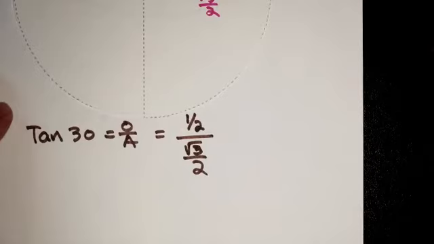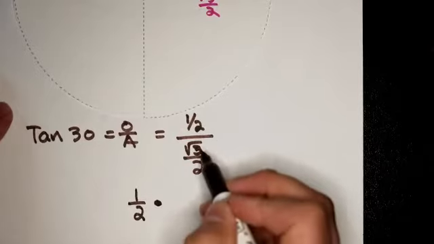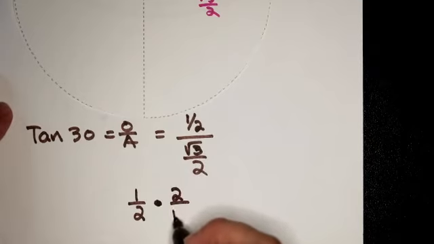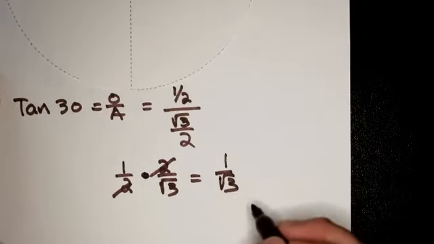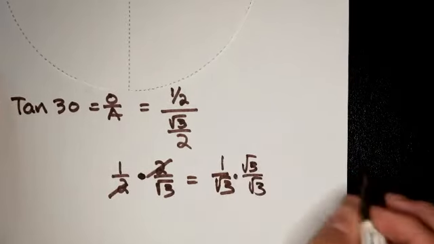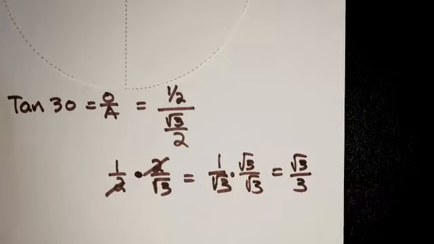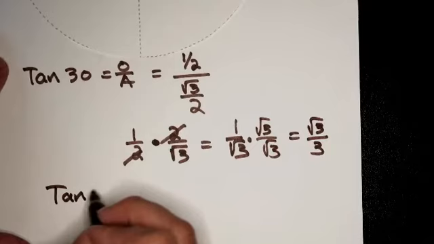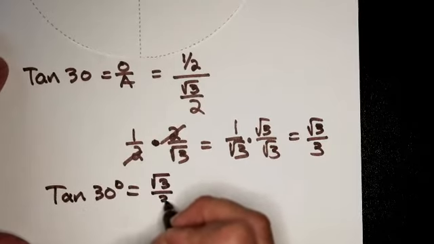1/2 divided by root 3 over 2. So I'm going to keep that first one 1/2, change the division to multiplication, and flip that other fraction, 2 over square root of 3. And when I multiply these out, these cancel, and I get 1 over square root of 3. I want my students to rationalize these, so I'm going to rationalize it by multiplying by root 3 over root 3, which gives me root 3 over 3. So the tangent of 30 degrees is equal to square root of 3 over 3.